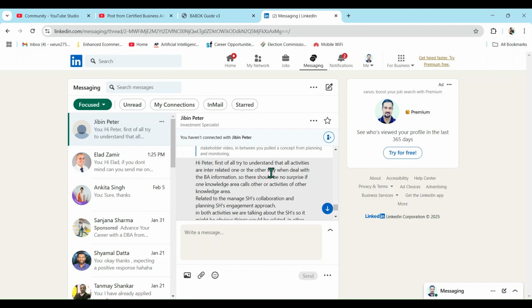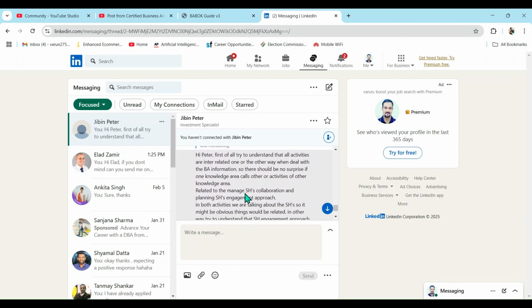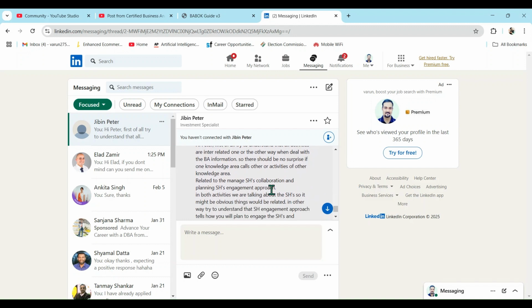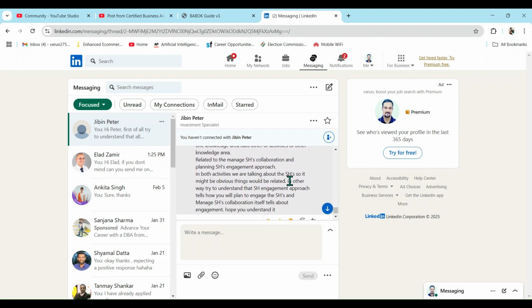Hi, Peter. First of all, try to understand that all activities are interlinked and interrelated, one way or the other, when we deal with BA information. So there should be no surprise if one knowledge area calls on activities of another knowledge area, like managing stakeholder collaboration and planning stakeholder engagement approach. In both activities, we are talking about the stakeholder, so it might be obvious things would be related.